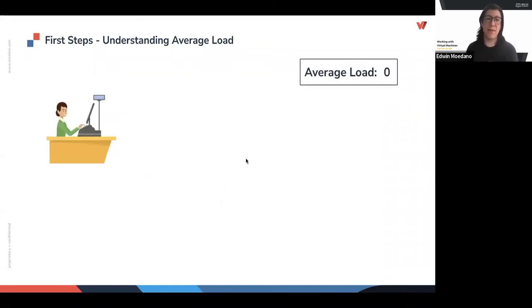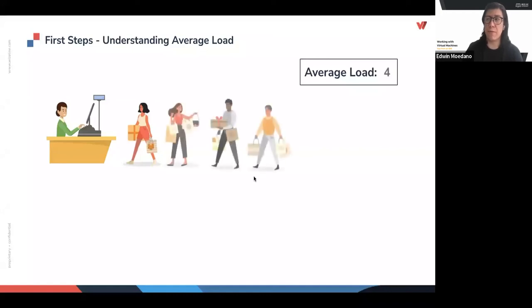I created this representation of how we look at the load average, like a store with cashiers. Let's say that we start with an average load of 0, and then suddenly a process comes that wants to buy something or process some data. And now we have an average load of 1. Then in a couple of minutes, 4 processes came to the CPU, the processor, and tried to use it. So now the system tells us that we have a load average of 4.